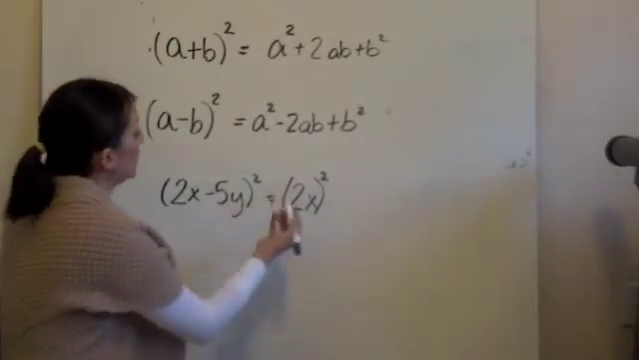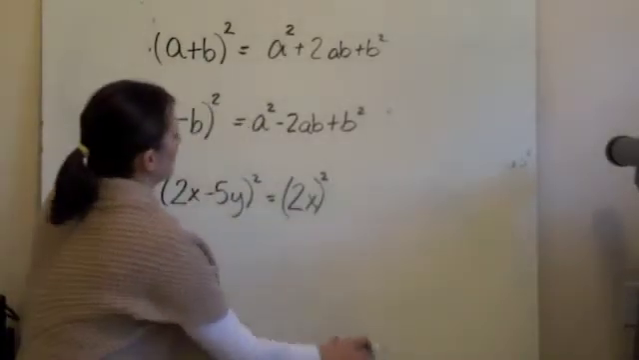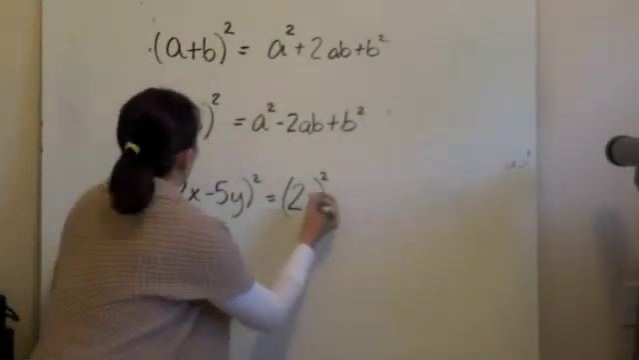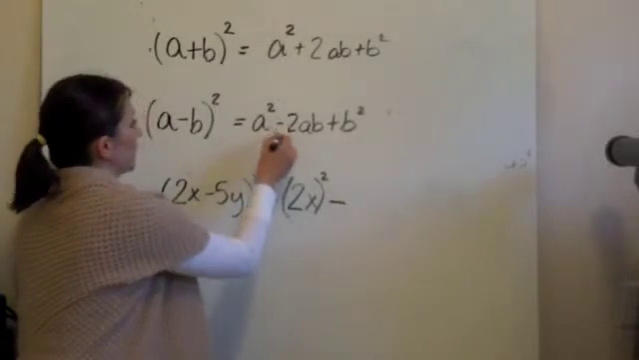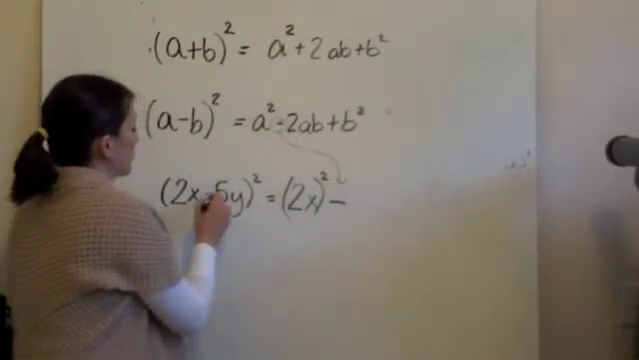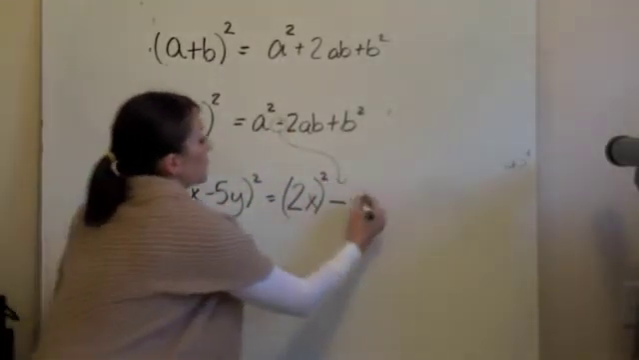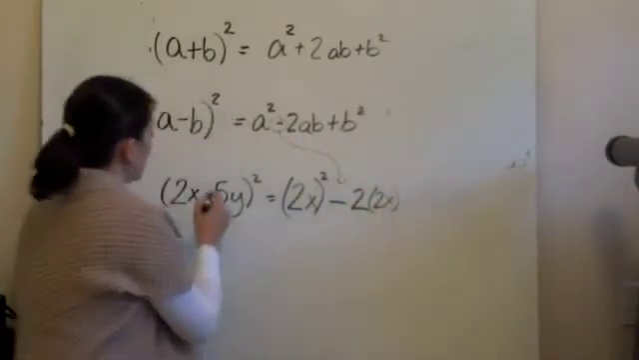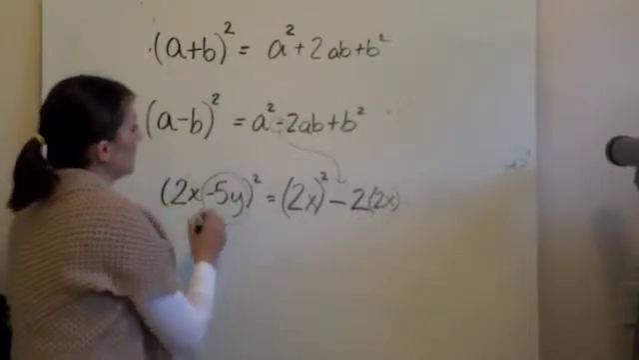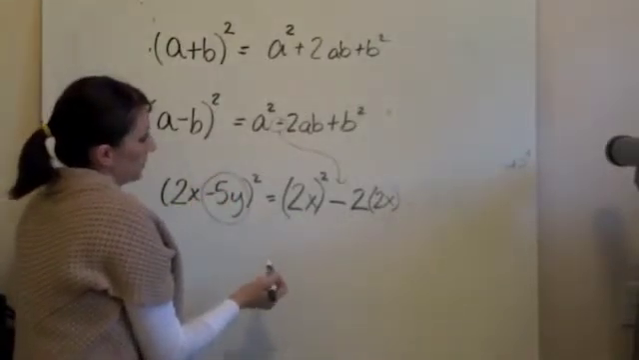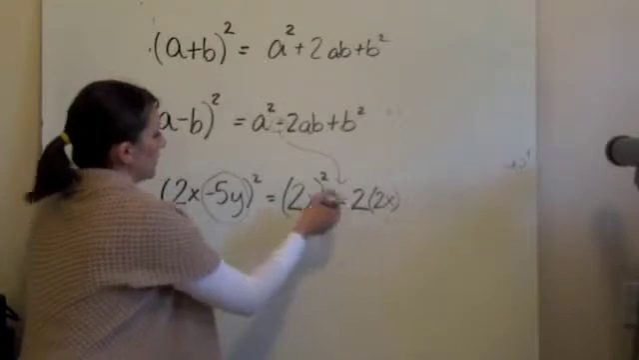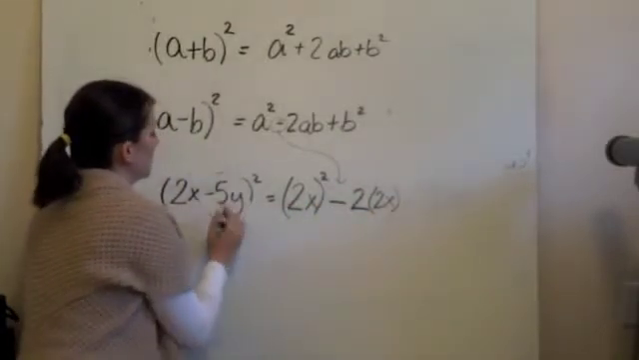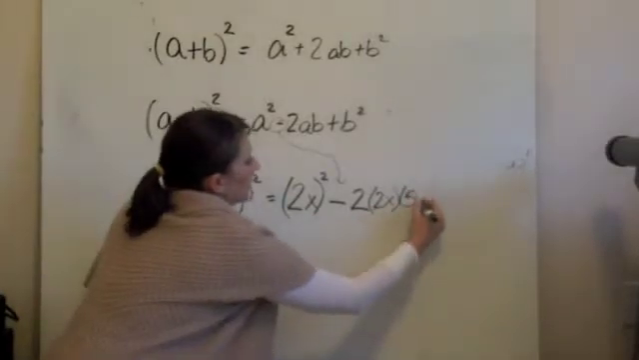So make sure that you're putting everything in parentheses, because you've got to square the whole thing. Okay, minus, because that's what we're going to follow here, since there is subtraction in our binomial, minus 2 times first term, 2x, times second term. The minus is already out front, so just use the second term, because that's how it's supposed to work out.